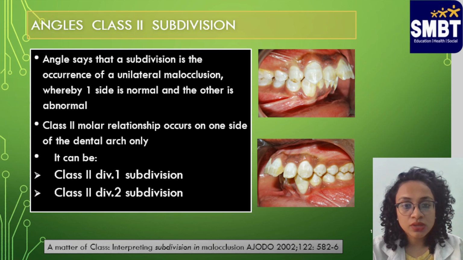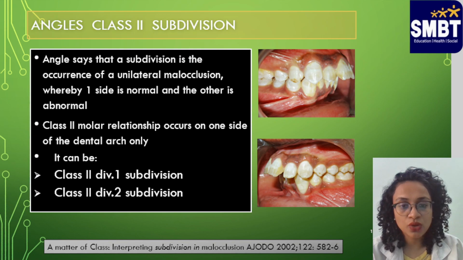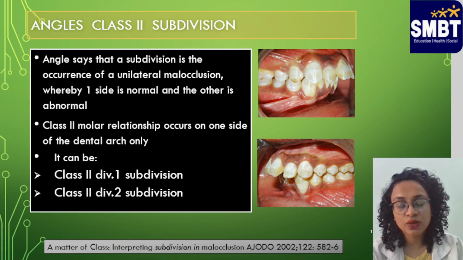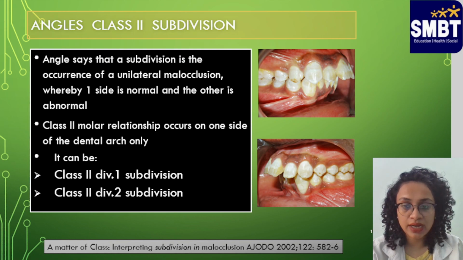So they can again be of two types, that is Angle's class 2 division 1 subdivision or Angle's class 2 division 2 subdivision. I repeat again, what do you mean by Angle's class 2 subdivision? Angle said that whenever we have a class 1 molar relationship on one side and a class 2 on the other side, it is nothing but a class 2 subdivision. It is further divided into class 2 division 1 subdivision or class 2 division 2 subdivision. Now in both the diagrams on the right side, on the upper and the lower halves, we can see that it's a class 2 division 1 subdivision.